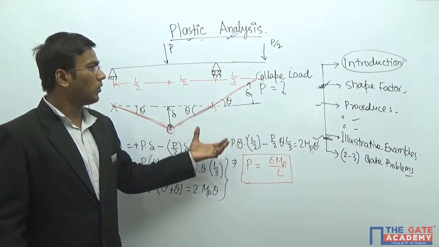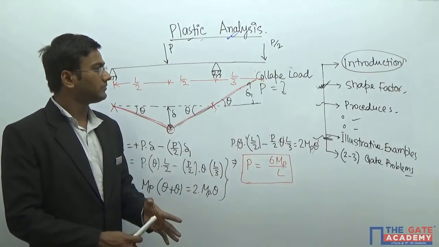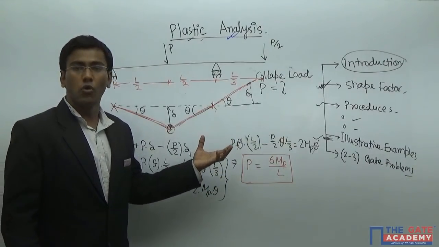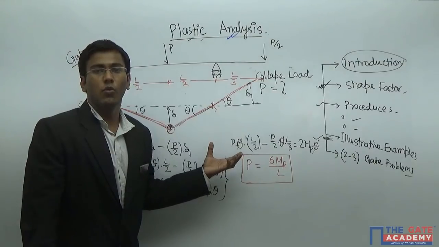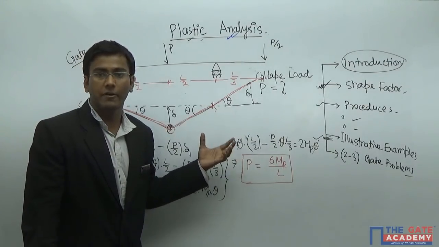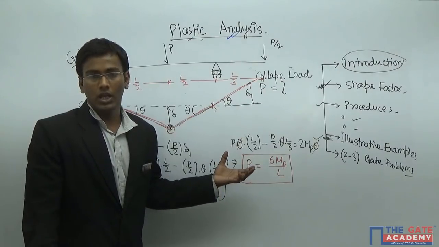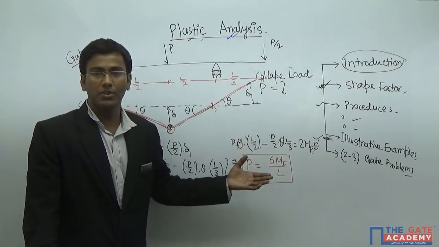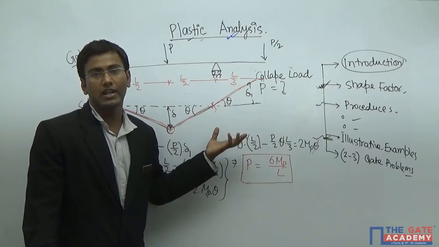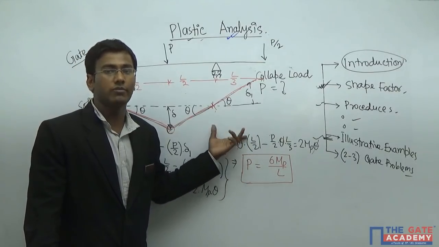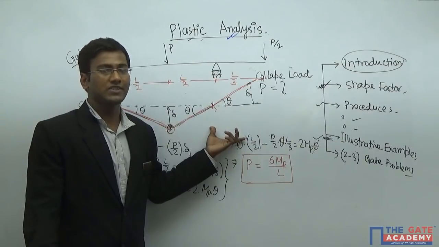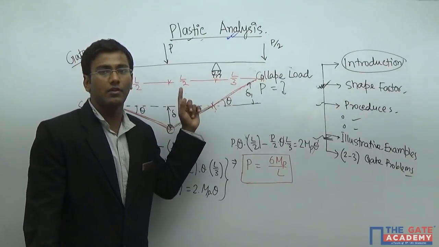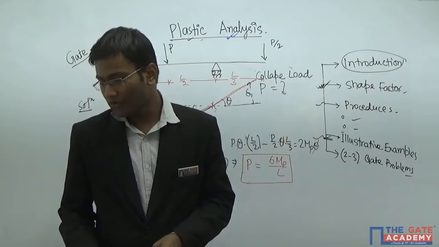If you want to know more about plastic analysis, you have to go deeper, because there are more questions, more variables, a variety of types of questions like different types of geometry, continuous beams, and also UDL and propped cantilever. These types of beams will come, and you have to find the collapse load using plastic analysis. Please do not skip this portion, because you can expect a minimum of one question almost every year in your GATE examination. So that's all.